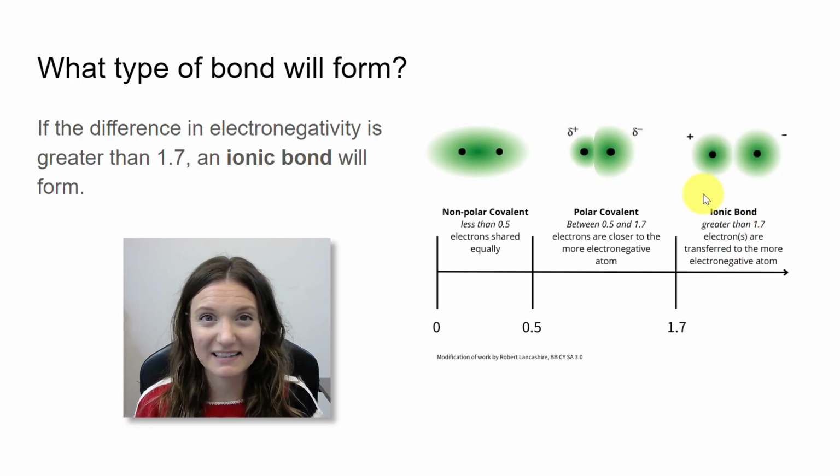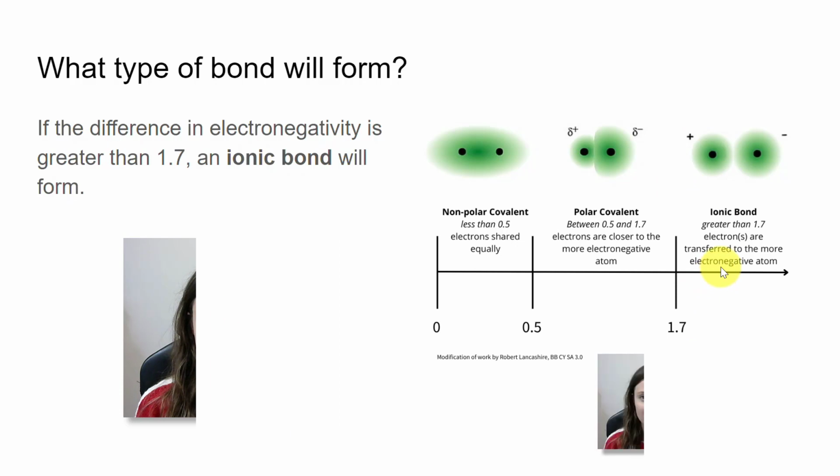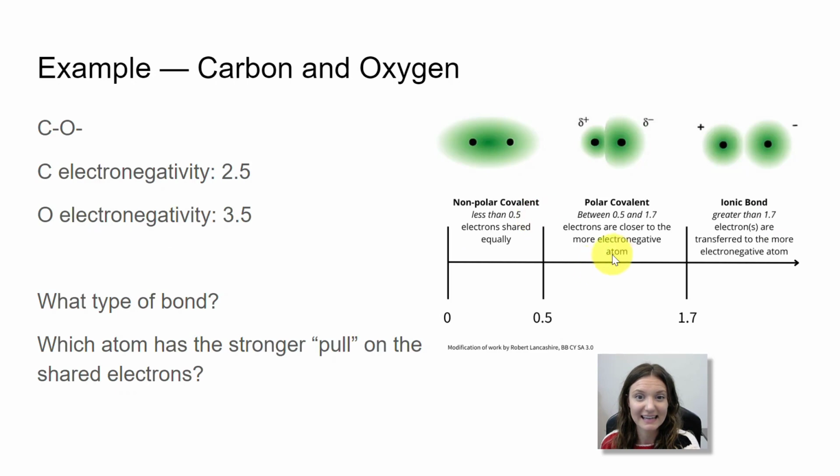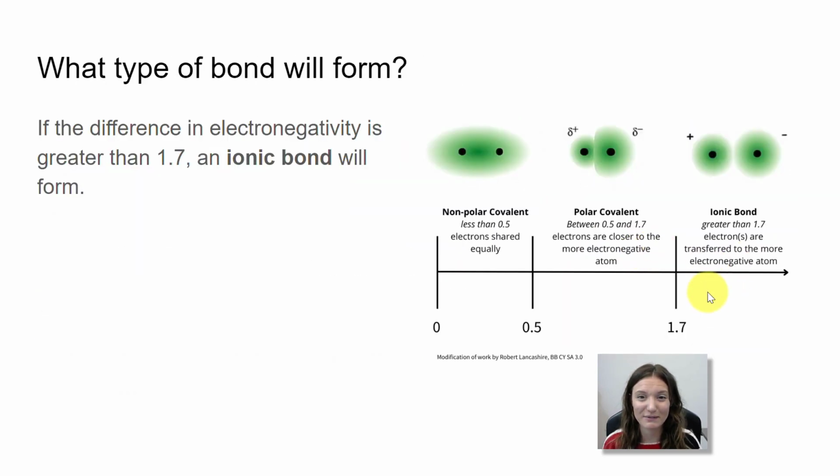So that last image that we saw, this image right here, this is chlorine and this is sodium. So chlorine has electronegativity of 3 and sodium has electronegativity of 0.9, right? So 3 minus 0.9 gets us to 2.1. So that gets us in this range right here. Okay, so in this range right here, if the difference falls over 1.7, that's going to cause an ionic bond.